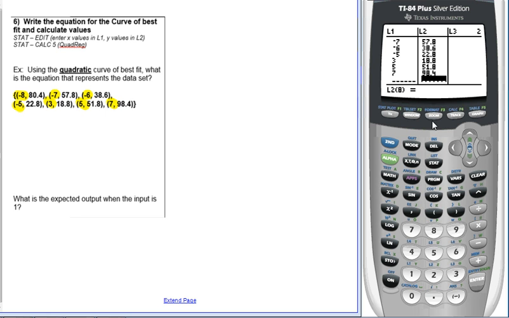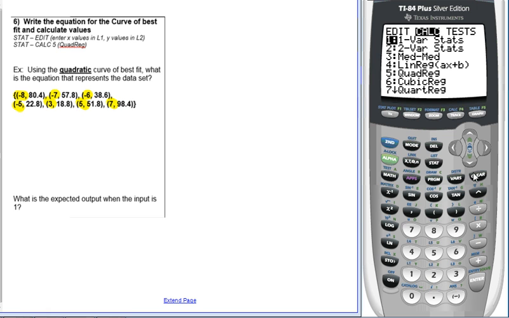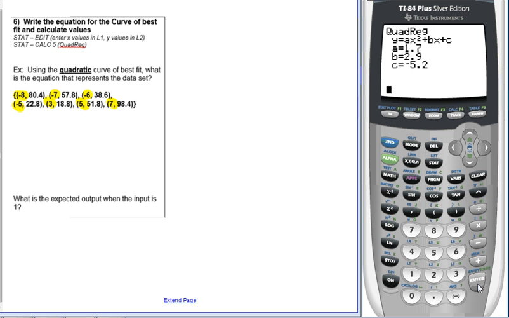Go to Stat, Calc, and this time you want number 5, quadratic regression. This one's going to give you an A, a B, and a C, and you just, like the other ones, you just fill them in. So I've got Y equals, my A is 1.7, and that goes in front of the X squared. My B is 2.9, and that goes in front of the X. And my C is negative 5.2.